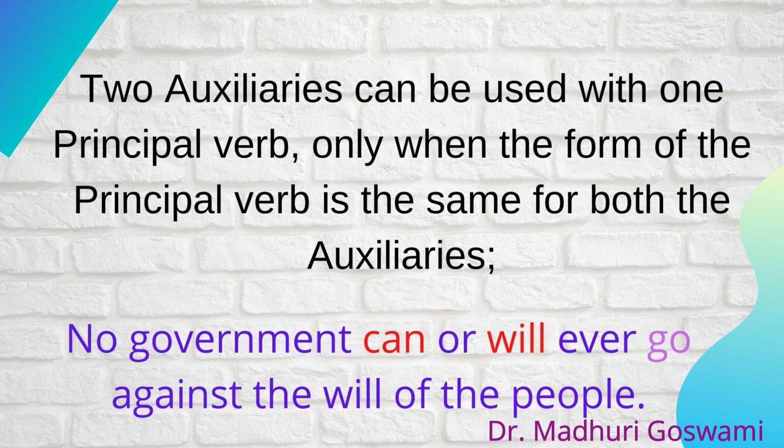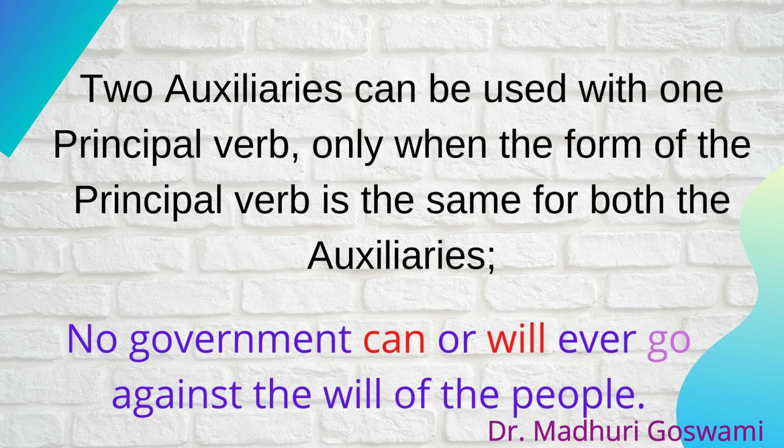चूँकि इस सेंटेंस में can और will auxiliary verbs हैं और इन दोनों ही auxiliary verb के साथ main verb और principal verb की first form का यूज़ किया जाता है. That's why इस सेंटेंस में दो auxiliary verb can और will के साथ principal verb go का यूज़ एक ही बार किया गया है. It's not like this, no government can go or will ever go. It's like no government can or will ever go.